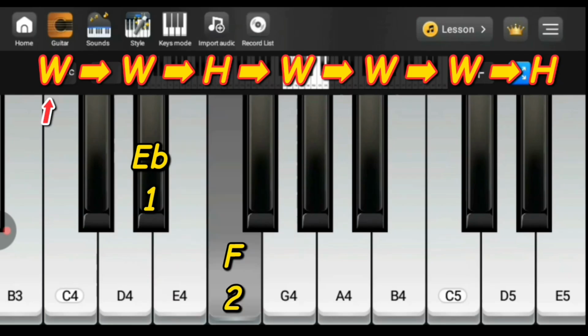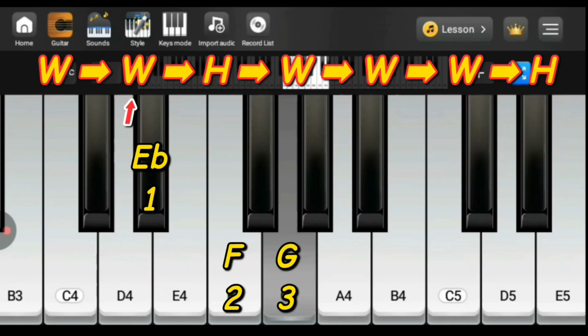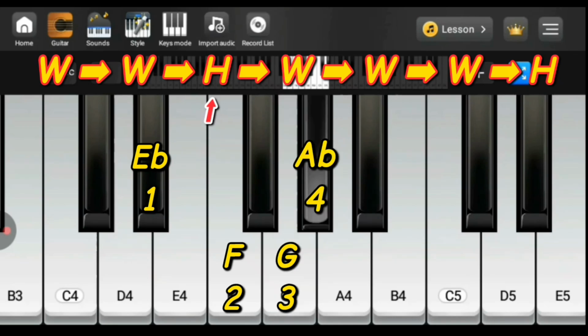Now from the second note, the formula says we move another whole step. To move another whole step, we skip one note. Skip this one and we come here. This is the third note in the scale. So from this one, the formula says we move a half step. So from here, we move a half step. This is our fourth note.